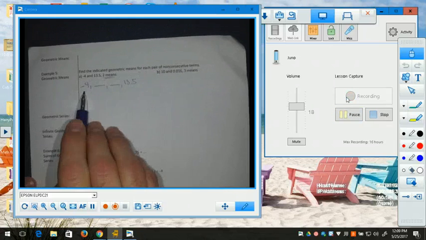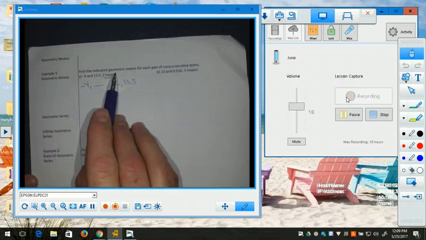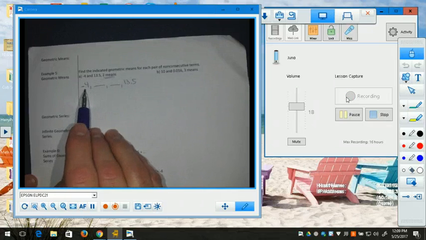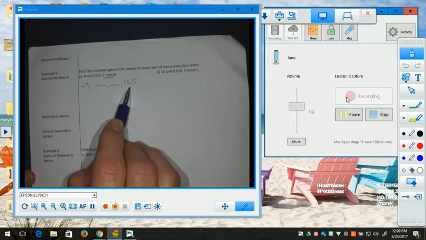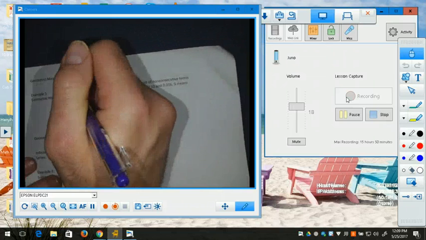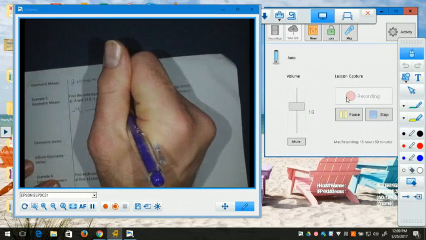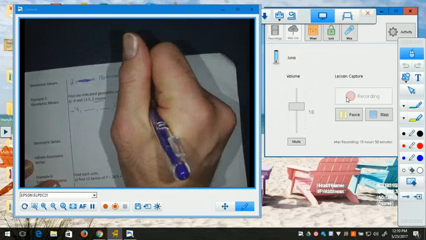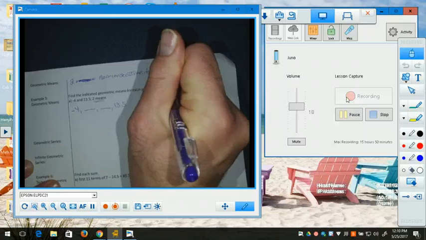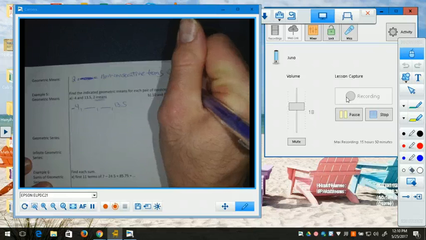So finding the indicated series, we have two terms that are missing. We have to figure out the recursive value. In this case, for a geometric sequence, the value of r, the common ratio, that will get us to the next term and the next term and then to 13.5. So geometric means are two or more non-consecutive terms, the -4 and the 13.5, of a geometric series.